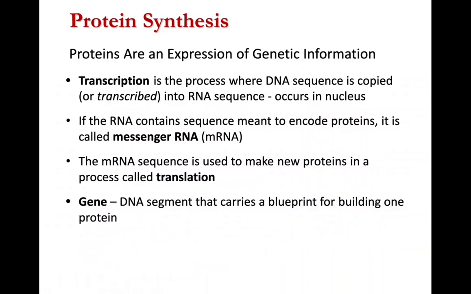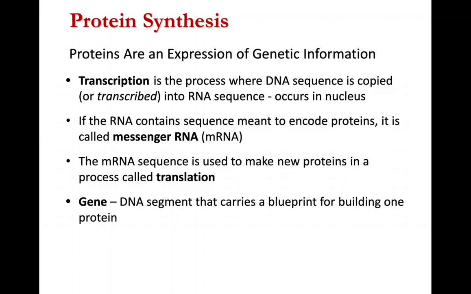So protein synthesis. Proteins are an expression of the genetic information. Your genetic information is basically the instructions to make these proteins. Transcription is the process where the DNA sequence is copied, or transcribed, and it will make an RNA sequence. This is going to occur in the nucleus. Part of the reason for the cell doing this is that DNA is the master copy of instructions. You don't want to lose it or have it damaged.